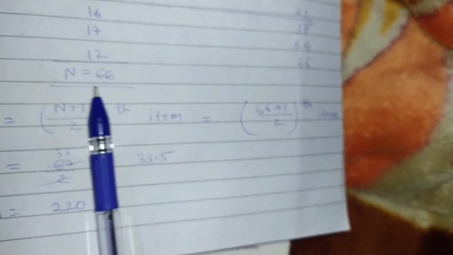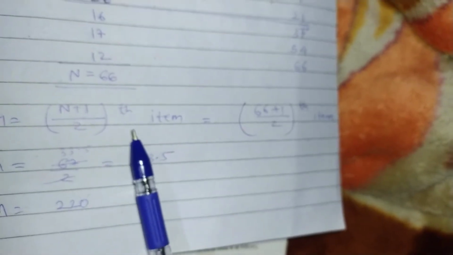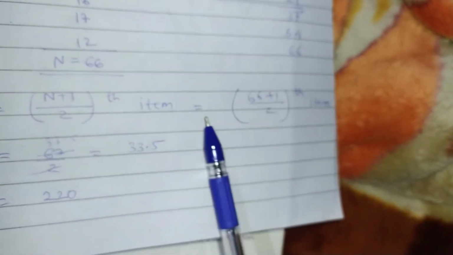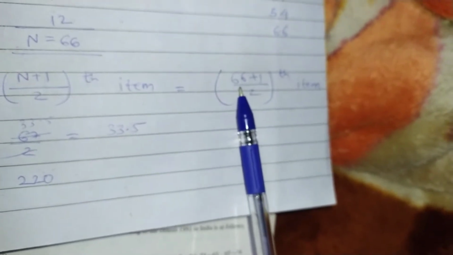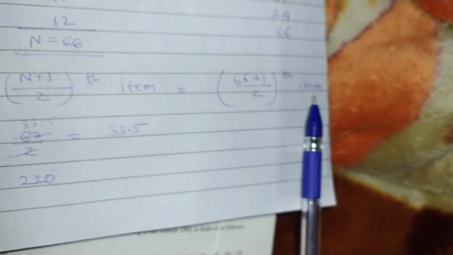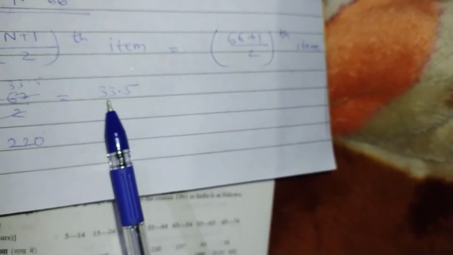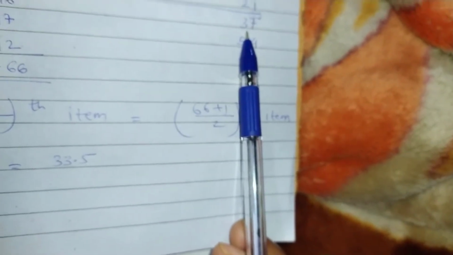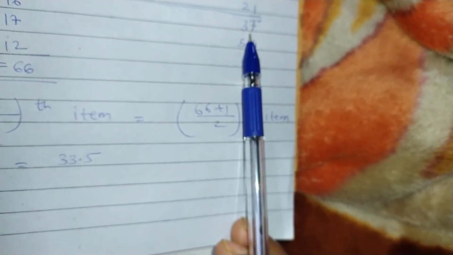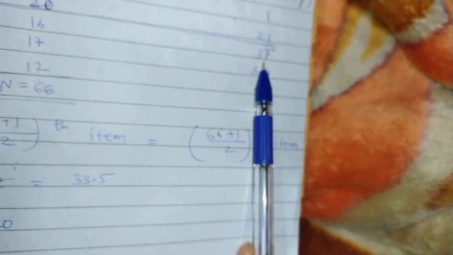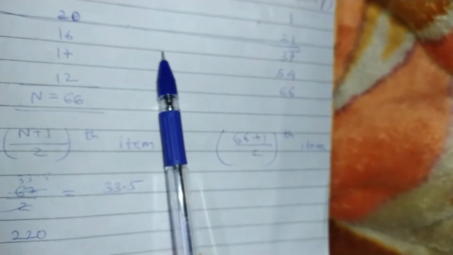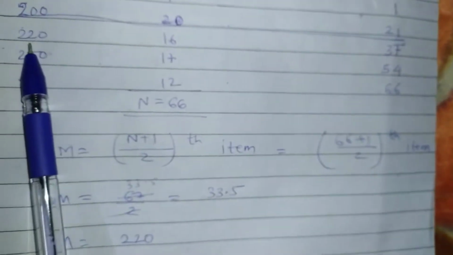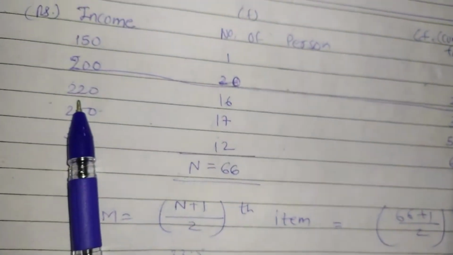We know that n is equal to 66 and we put the numbers in the formula. So (66 plus 1) divided by 2th item. Now m is equal to 33.5, which comes in cumulative frequency 37. So the 37th income is 220. This is our median.